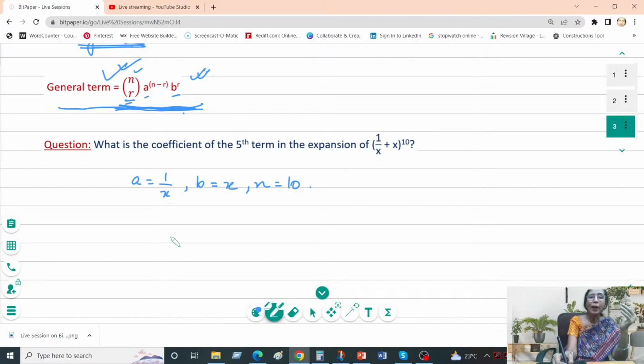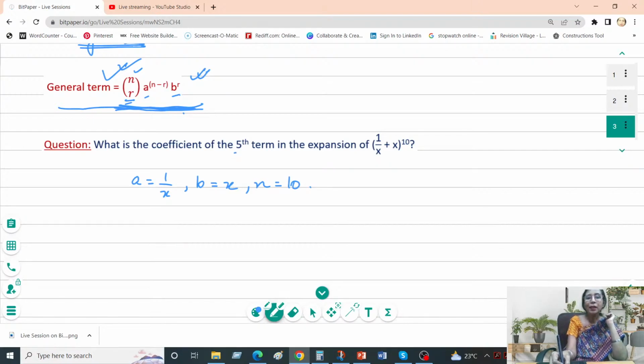Whenever you have this type of question, find the coefficient or find the term, the only thing that you have to find out is the corresponding r value, which will be unknown. Because n will be known, a value will be known, b value will be known. The only part which will be unknown is the r value, which has to be found out.